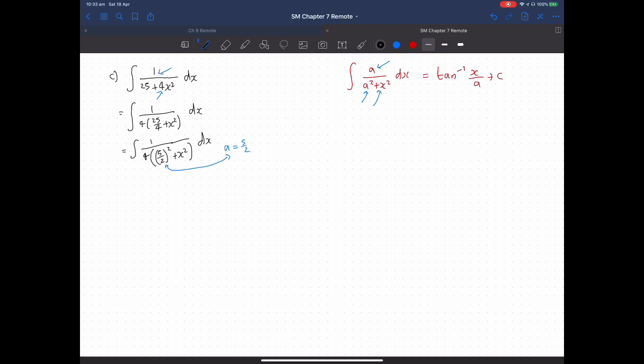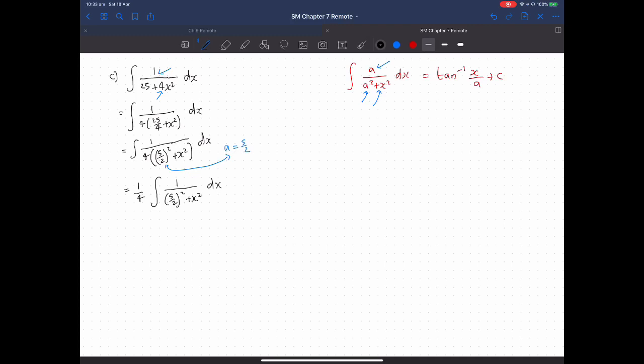We have two ways to proceed from here. I'm going to take the 1/4 out the front of the integral sign at this point. I've got 1 on 4, integral 1 on 5 on 2 squared plus x squared dx. I could have left the 1 and 4 in there, but it just would have made it a bit messy.